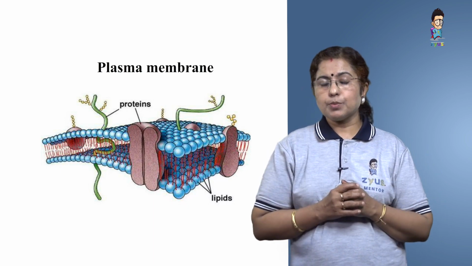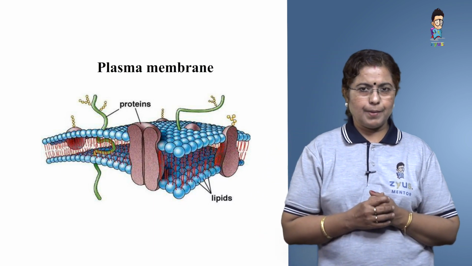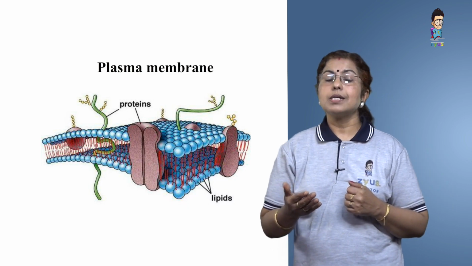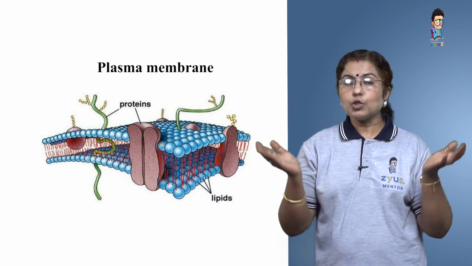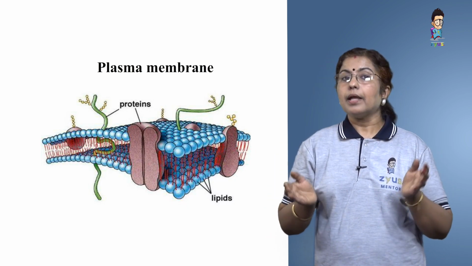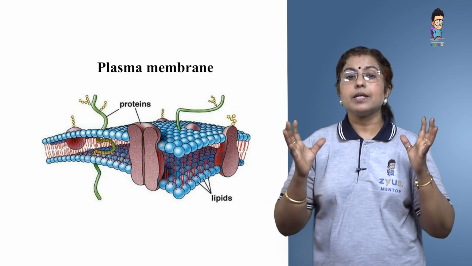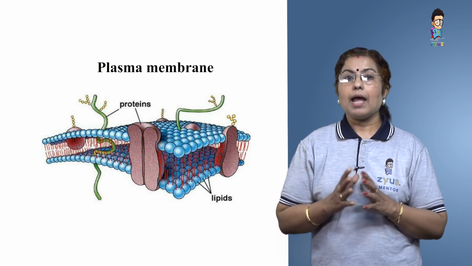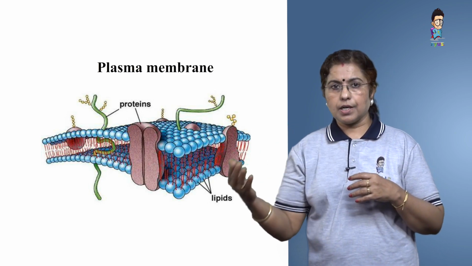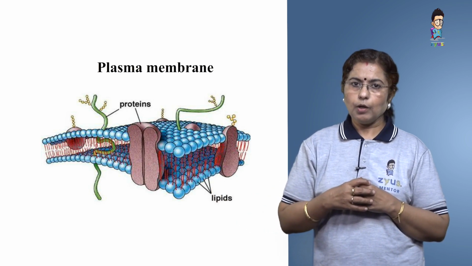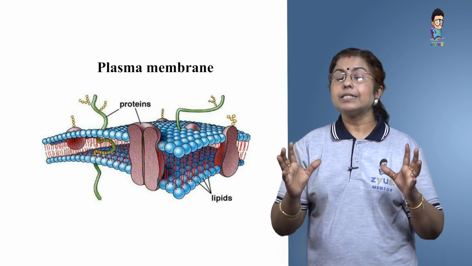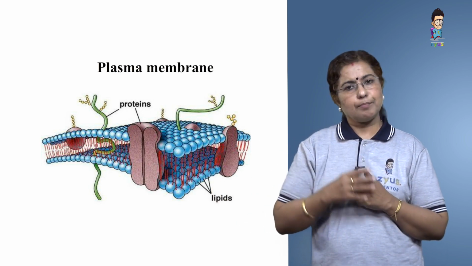Let us learn the first part, plasma membrane. Plasma membrane or cell membrane. It is the outermost part of the cell. It covers the cell as well as protects the cell from the external medium. Okay. The cell membrane is made up of lipids and proteins.